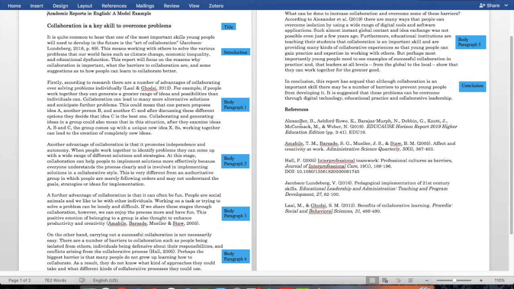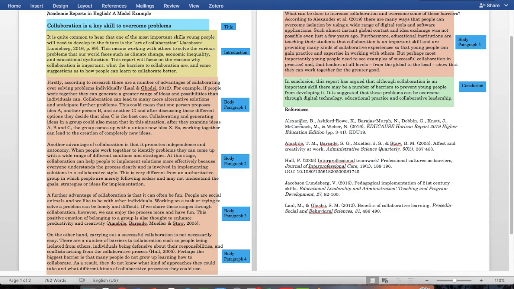Here is our model report. Let's just take you over the different parts of the organisation. So at the top we have the title: Collaboration is a key skill to overcome problems. And then the first paragraph is the introduction, and the last paragraph is the conclusion. In between the introduction and the conclusion are 5 body paragraphs, which are the main part of this report.